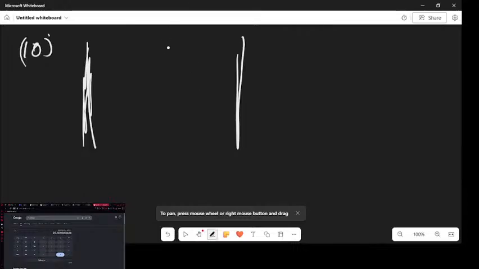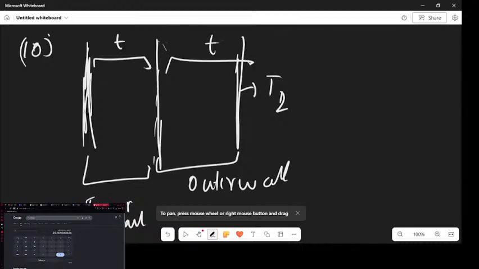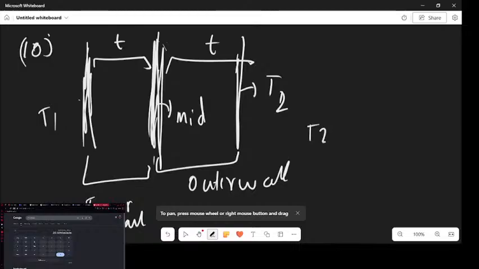So it's like this. This part is the outer wall, at temperature T1, and this is the inner wall, at temperature T2. Same thickness T. T2 is greater than T1, so the heat current is going to flow like this. Given the temperature profile, it is decreasing like this here, and decreasing like this here.